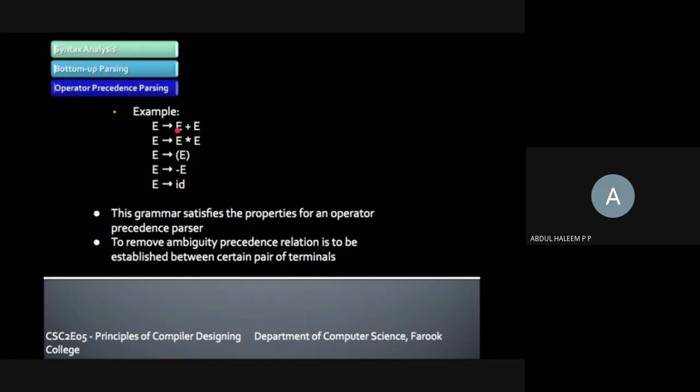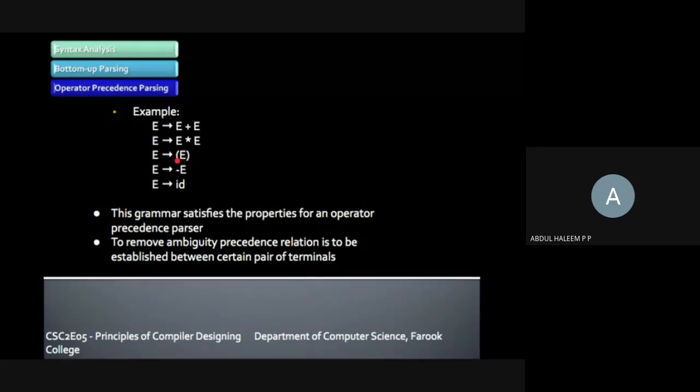The second property is that no two non-terminals are adjacent. You can see that between these two E's, there is an operator called plus. Similarly, you can see in all the other cases, no two non-terminals are adjacently placed. So this particular grammar qualifies as an operator grammar. This grammar can be used to do operator precedence parsing.